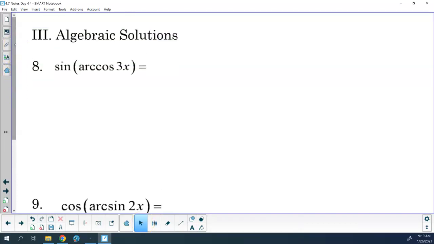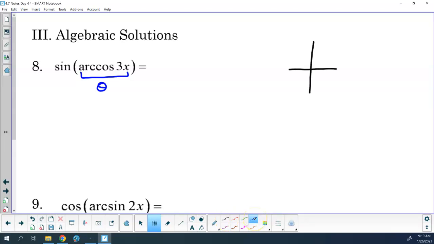We can also go algebraic with our triangles and our trig functions and our compositions. So this again is going to give me an angle. Okay? We can determine that this is in quadrant number 1 because it's positive. Cosine would be negative in quadrant number 2.